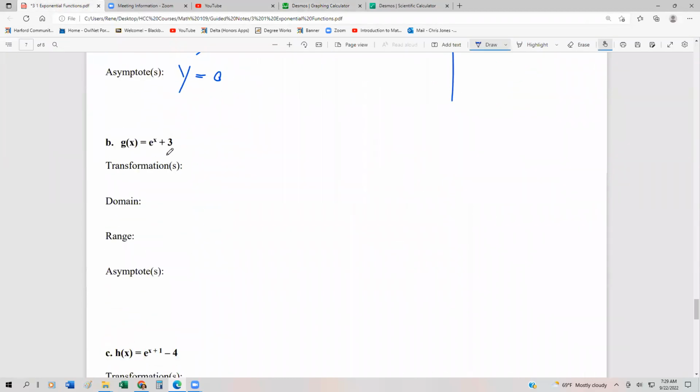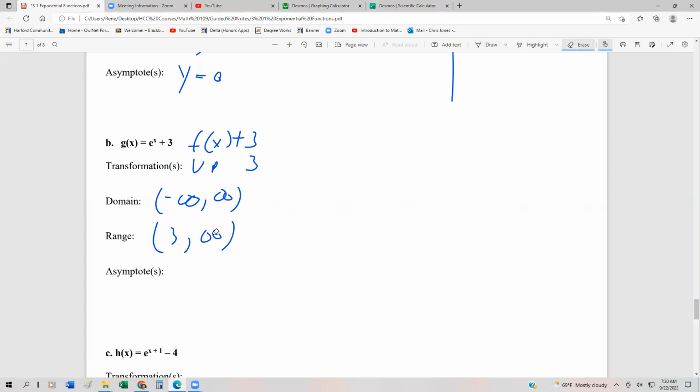A second example, e to the x plus 3. Now, this one looks more like f of x plus 3. And so the transformation is a vertical one, and we're going to move up 3 units. Domain, always easy for an exponential function, negative to positive infinity. We did a vertical transformation, so the range is going to move up 3 units. Instead of from 0 to infinity, it is now from 3 to infinity. And then finally, the asymptote of this function is going to be at y equals 3 because we shifted everything up 3 units.